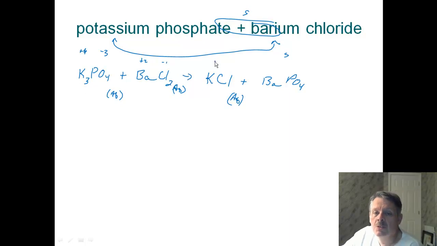Now potassium chloride's 1 and 1, one positive, one negative. And barium is +2 and -3, so it's Ba3(PO4)2. So I've now balanced all my charges.